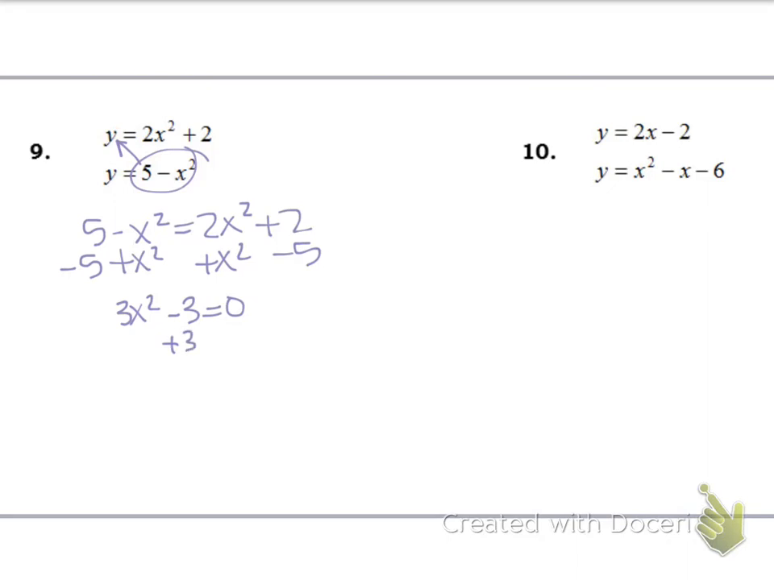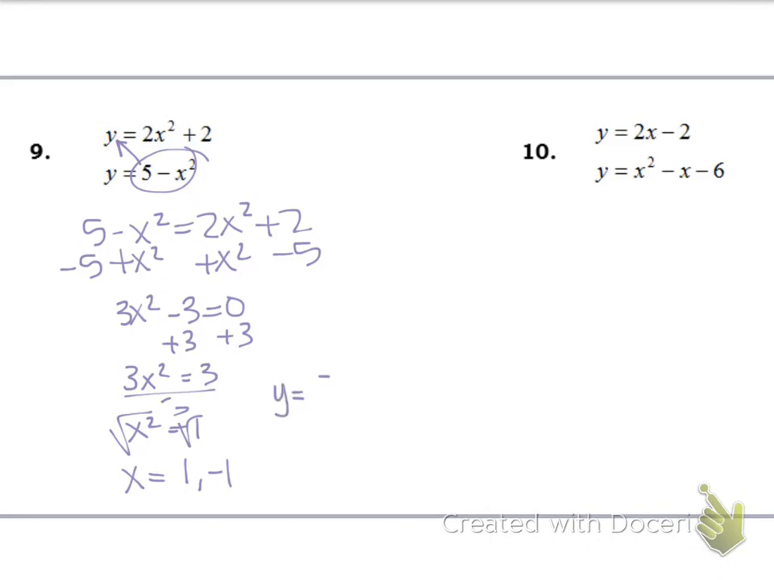If I solve, I'm going to add 3, divide by 3. Opposite of squaring is square rooting, so I would get x is equal to a positive 1 and negative 1. You could have taken a 3 GCF out. It would have been 3 times x squared minus 1. Then you could have done x minus 1, x plus 1, and you'll get the exact same answers when you use ZPP. So we're going to go ahead and plug it back in.